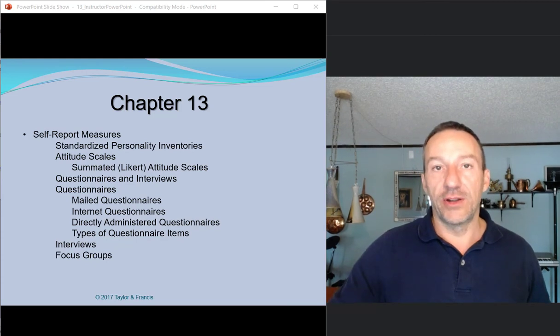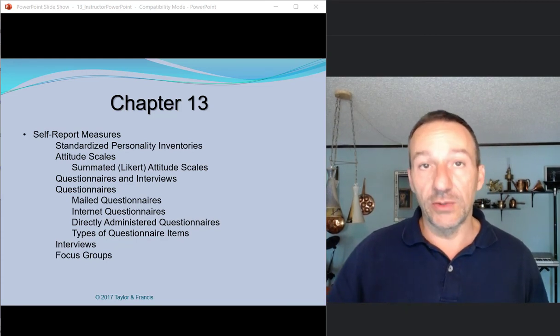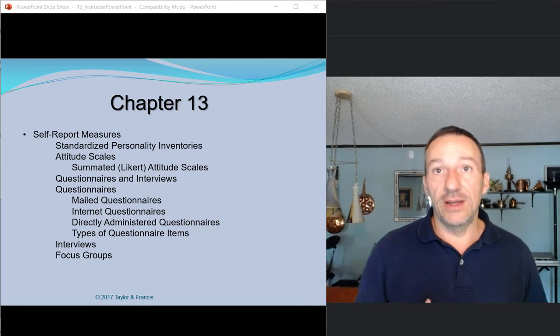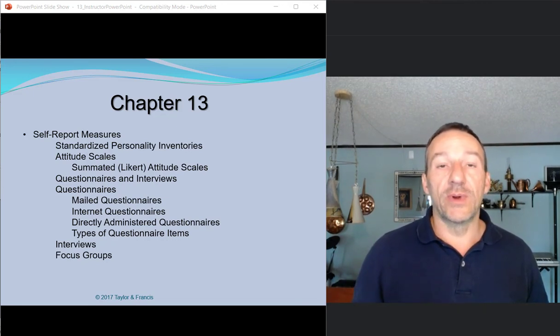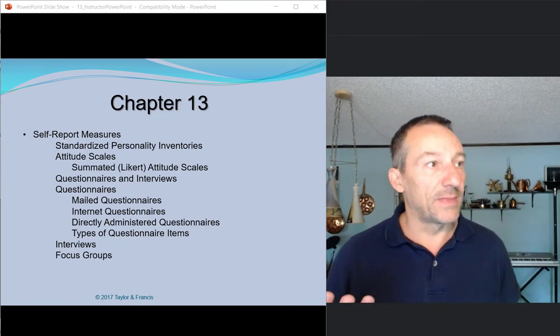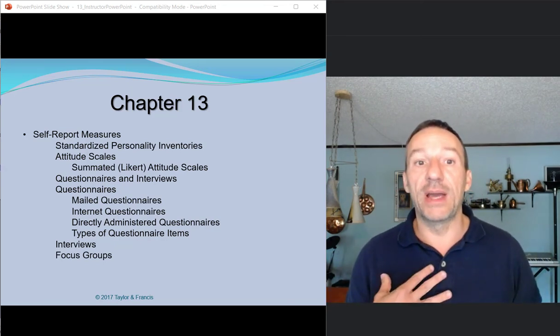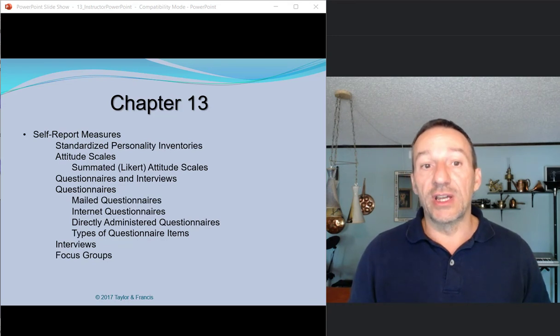On the questionnaires, there are 3 ways to conduct them. There's mailed questionnaires. So you'll send a survey with a stamped return addressed envelope. The response rate is usually pretty low. Also, I haven't even seen one of these in quite some time. I haven't had one mailed to me anyways. The response is usually going to be low.